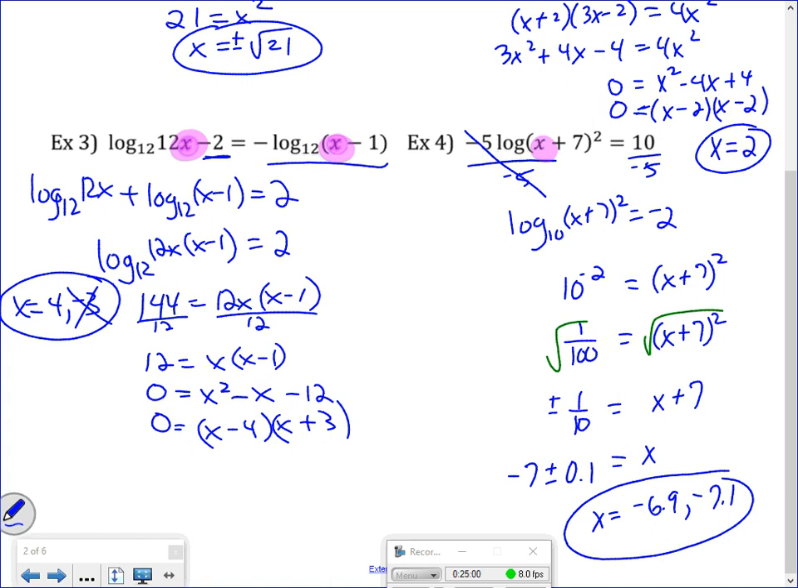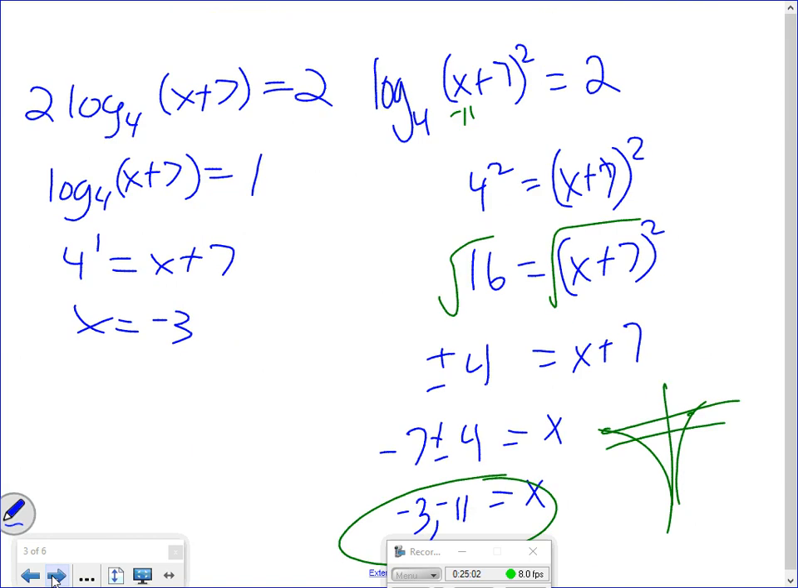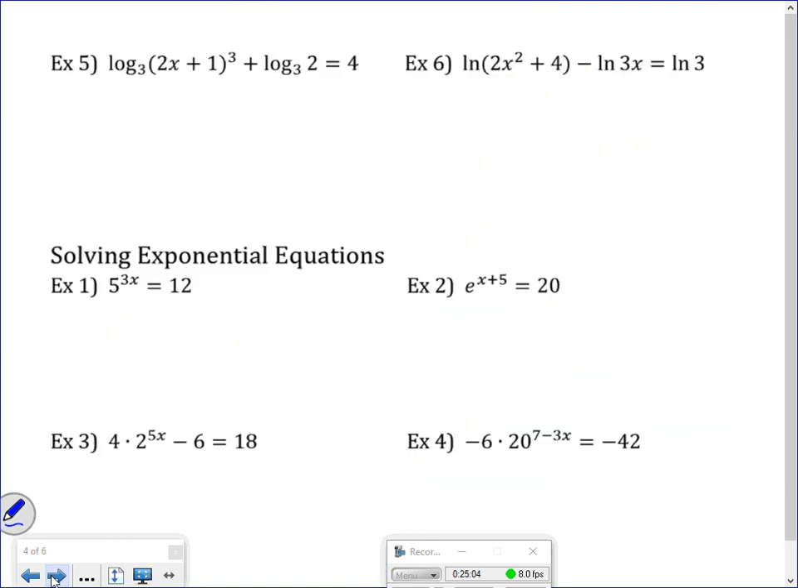All right, let's do the last two in this little section, and then we will take a break for a second. All right. What's your plan for me on example 5? What do you want to do?